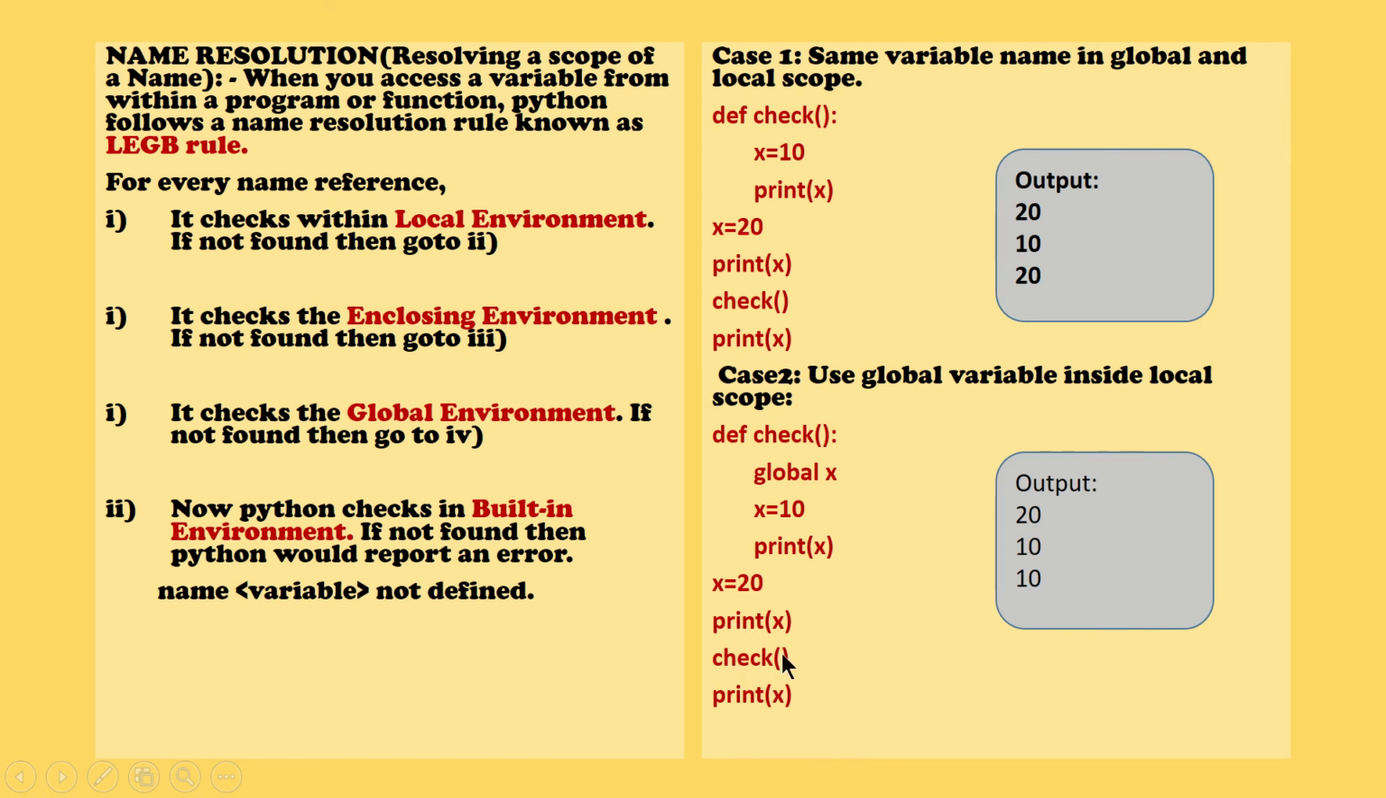Then in the check, you are giving the new value to the global variable x, so that value will be printed. Even after coming out of the function, when you try to print the value of x, you have only one x, that is the global variable x. So it will print the value 10 only.